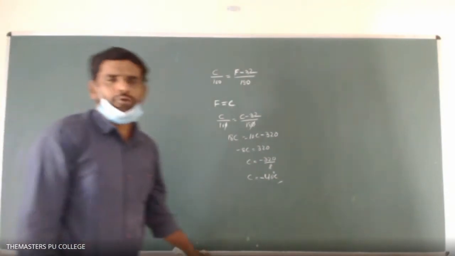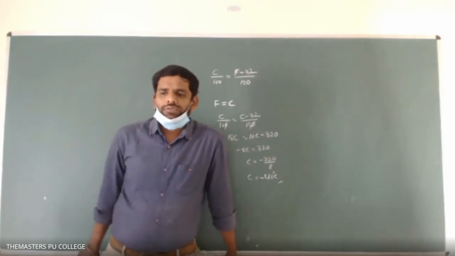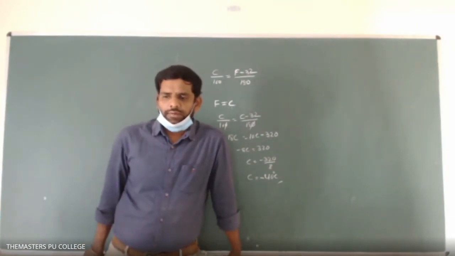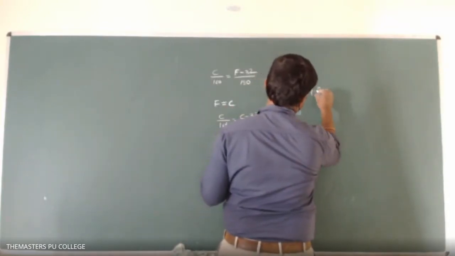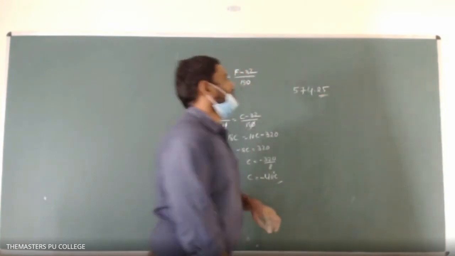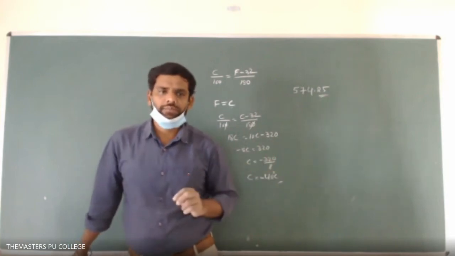Sir, 574.25 Kelvin, sir. Right. 574.25 Kelvin is the correct option. Okay, so students, did you get it, or do we need to solve it? Got it, sir. Yeah, 574.25, sir. So this answer is what you should get: 574.25. This is the value at which the reading on both the scales, Kelvin and Fahrenheit, would be the same.